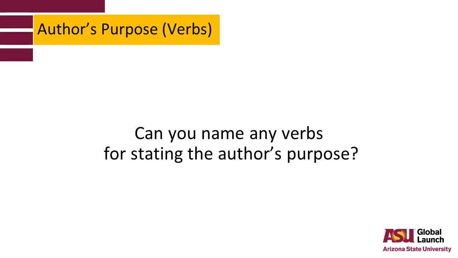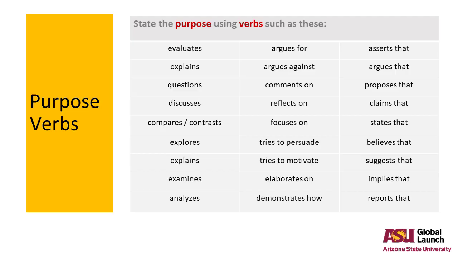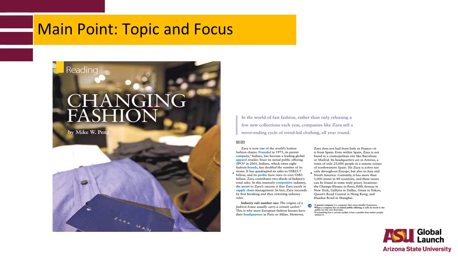Before you are given a few examples, can you name any verbs for stating the author's purpose? Here's a list of different verbs that you can use to describe the author's purpose. Verbs such as evaluates, argues for, asserts that, discusses, compares and contrasts, focuses on, suggests that, and more.